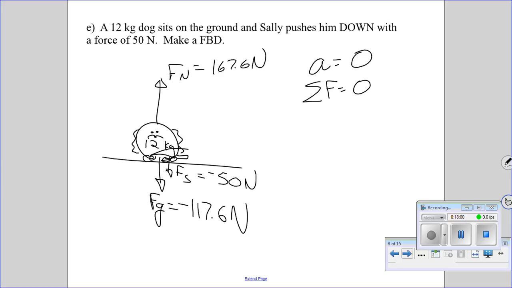Thanks, Adam. All right, are we good? So here's another example. Notice my normal force here does not equal gravity. Good? All right, any questions on E?